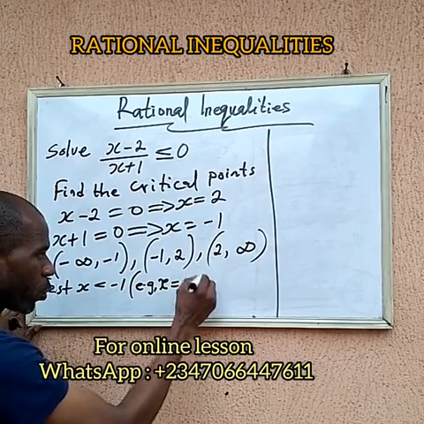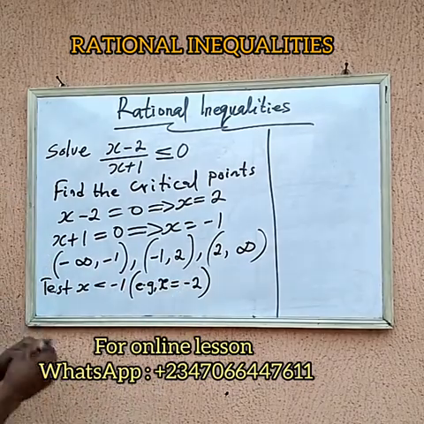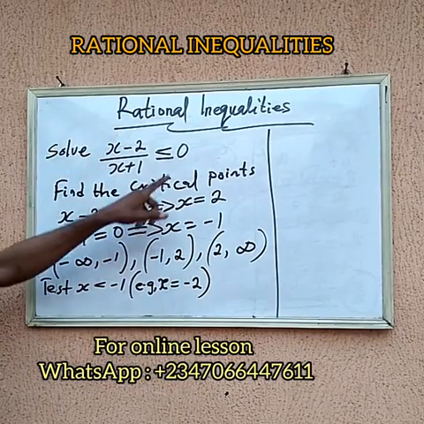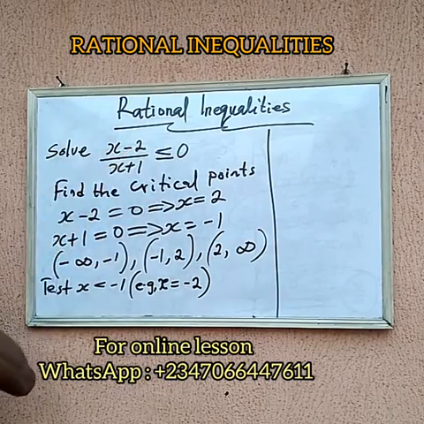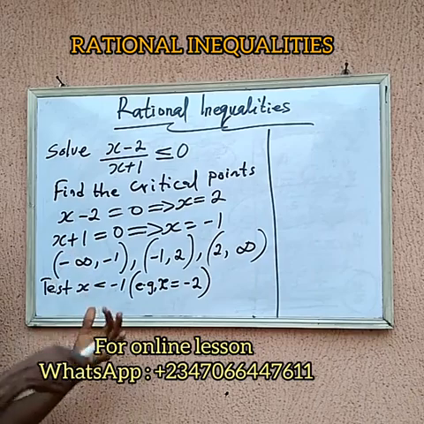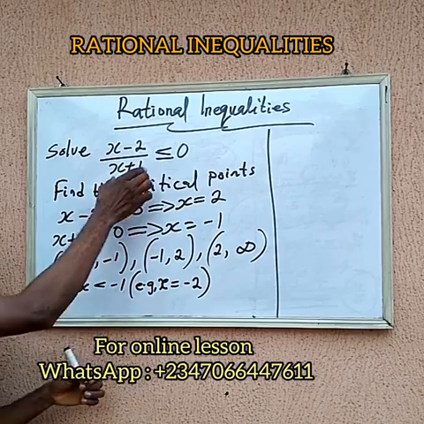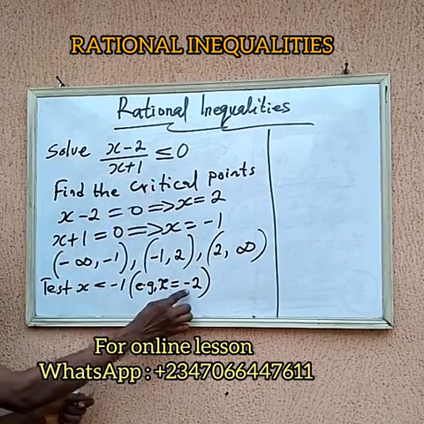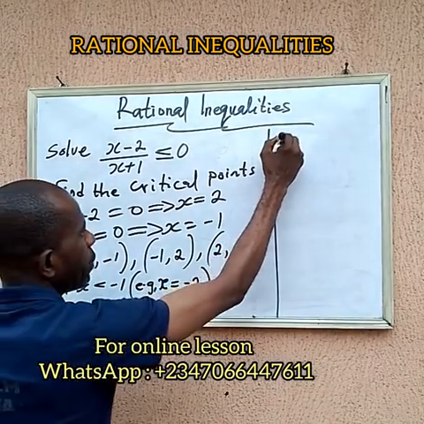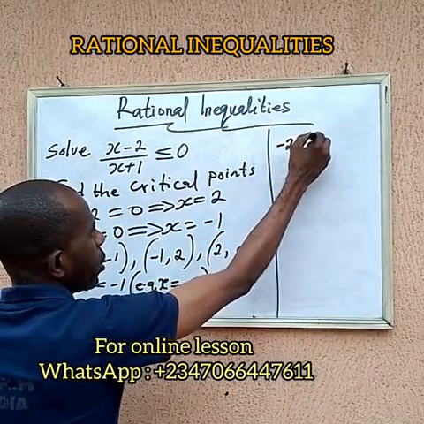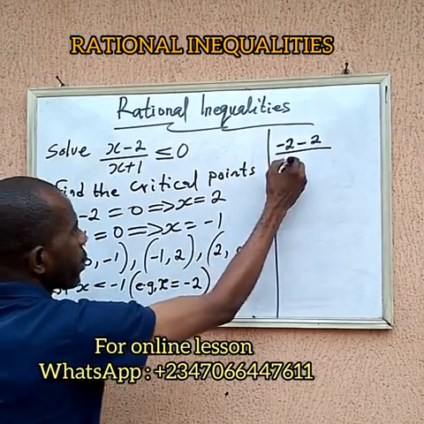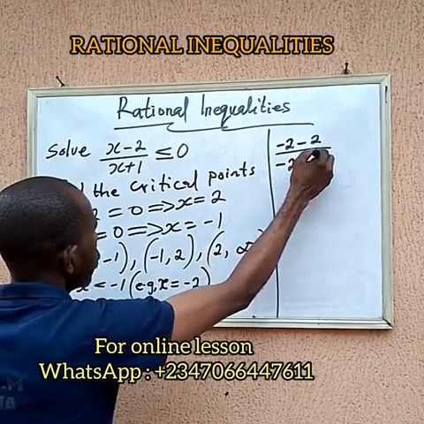Now let us try that. Then substitute it into the original inequality. Let's see if it will give us exactly 0 or a value less than 0. In this kind of inequality, we are looking for a negative value or exactly 0. Now let's go. Plug it into the inequality. We have x minus 2, all over x plus 1. So now it becomes negative 2 minus 2, all over negative 2 plus 1.